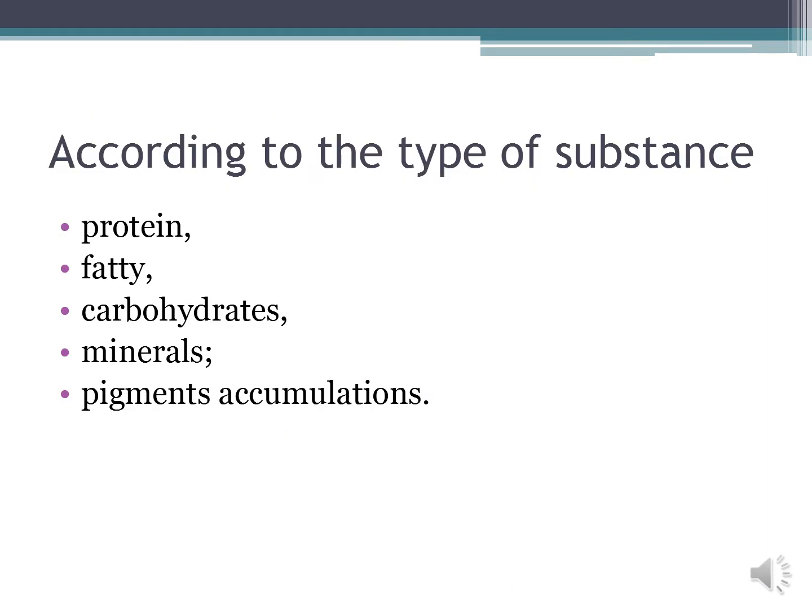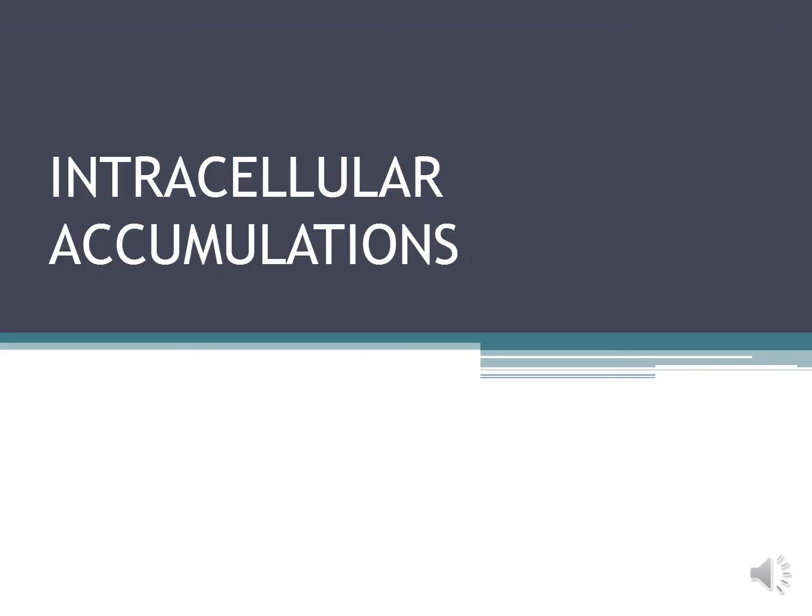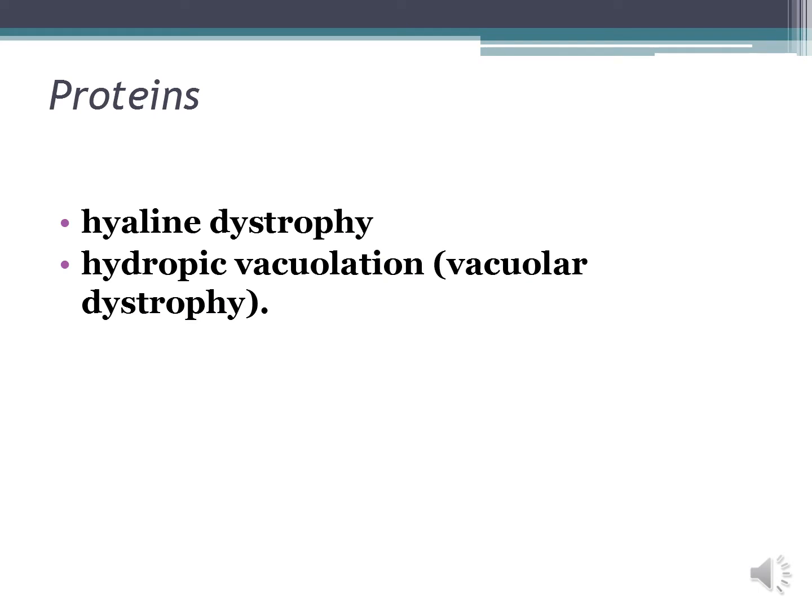According to the type of substance, we can see protein, fatty, carbohydrate, mineral, and pigment accumulations. Let's start with intracellular accumulations in more detail. Protein dystrophy. We recognize hyaline dystrophy, hydropic vacuolation, or vacuolar dystrophy.